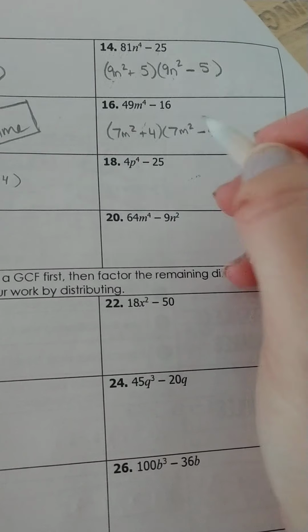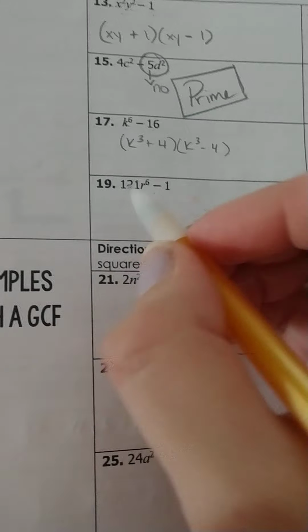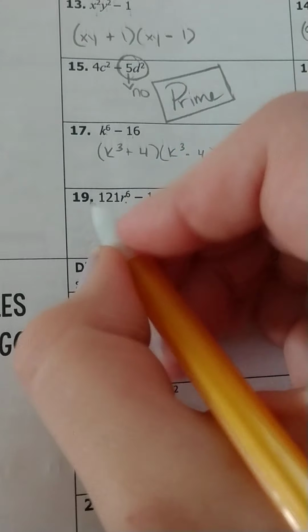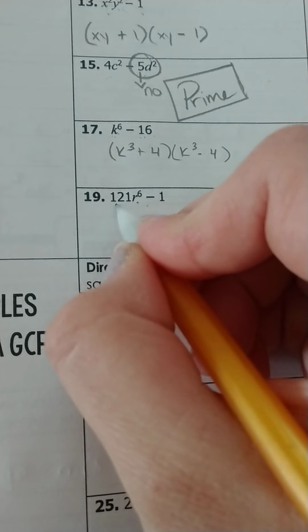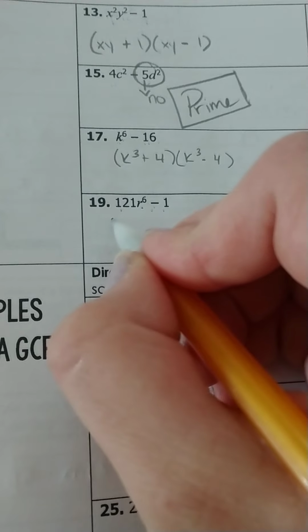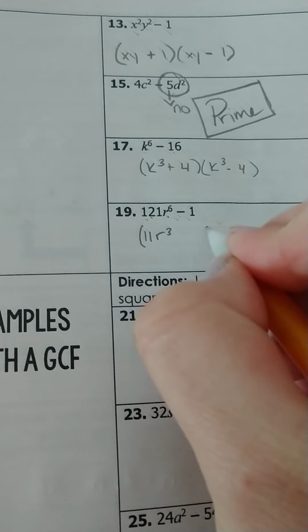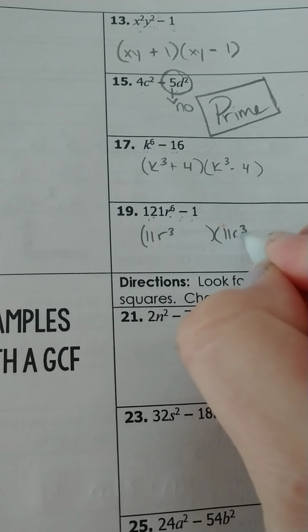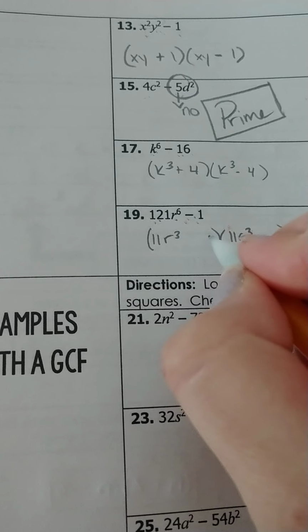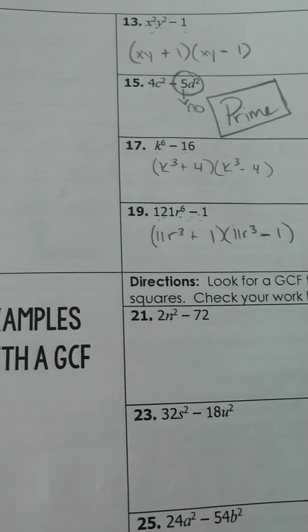I think we can skip this one because it's a lot like this one. We'll go ahead and do this one. So it's another 6 exponent. Is 121 a perfect square? Yes. Is 1 a perfect square? Yes. Is that a subtraction sign? Yes. So the square root of 121 is 11. So you're going to have 11r cubed and 11r cubed. The square root of 1 is 1. So you're going to have 11r cubed plus 1, 11r cubed minus 1.